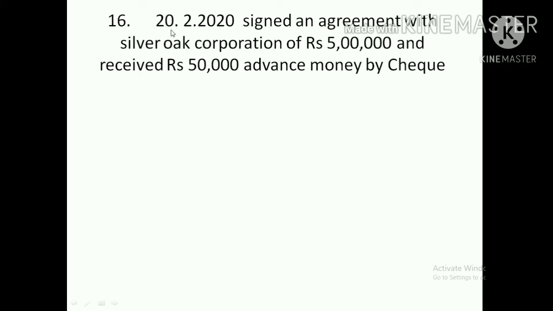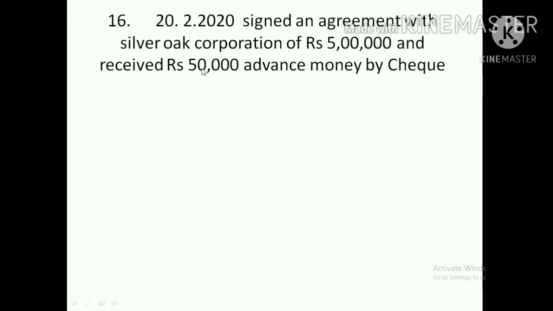See here, on the 20th the company signed with the Silver Oak Corporation, the total agreement value is 5 lakh. Against that agreement, they received 50,000 as advance money through check. It is a receipt, cash inflow. When you are receiving this advance money, it comes under current liability. When you transfer this amount to the account, it will show in the balance sheet on the liability side under current liability, because the work is not yet completed; just for the agreement they received the advance money, so it is considered a current liability.